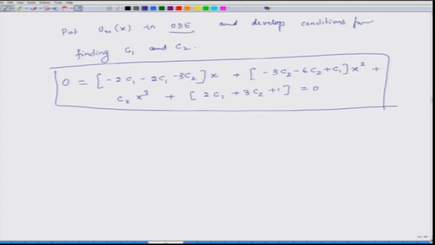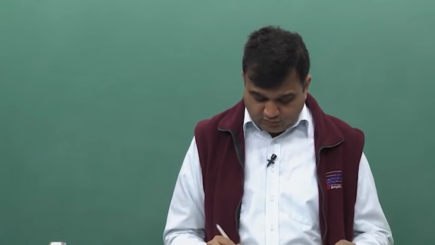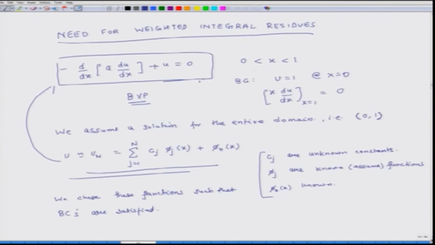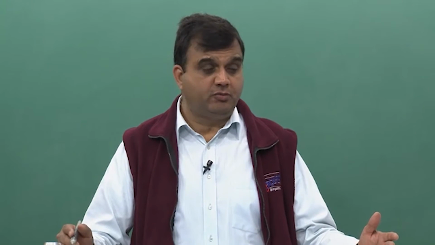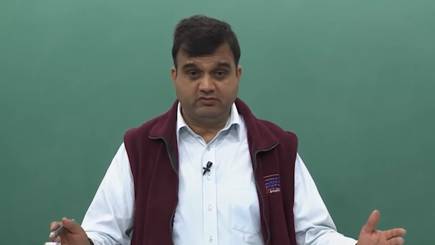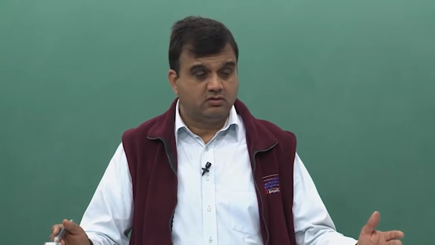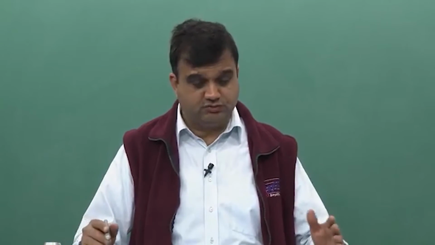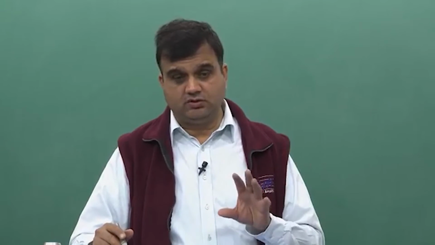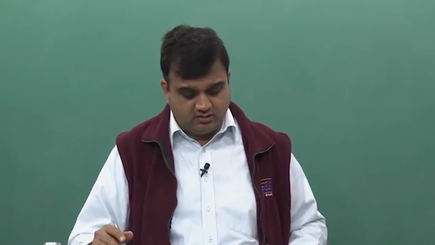Now, this ordinary differential equation is valid for the region 0 to 1. The domain is 0 to 1, right? Which means that this ordinary differential equation has to be satisfied for what range of values? For all possible values between 0 and 1. For all possible values of what? For all possible values of x, right? The domain is x between 0 and 1. So, it has to be satisfied for all possible values in the domain, where x is between 0 and 1.